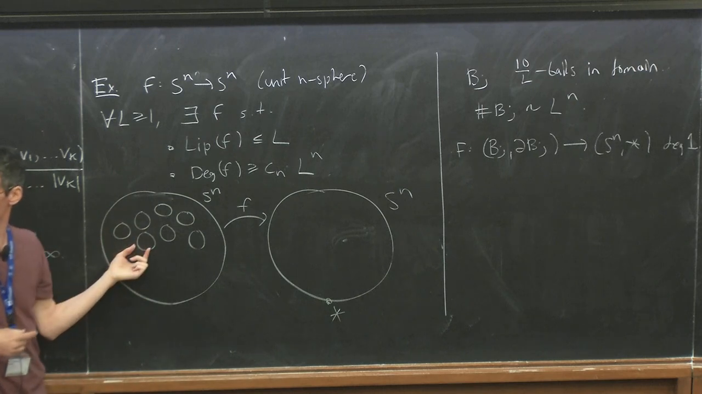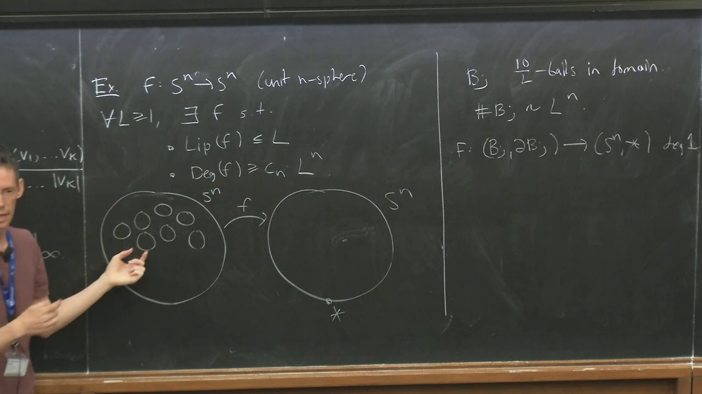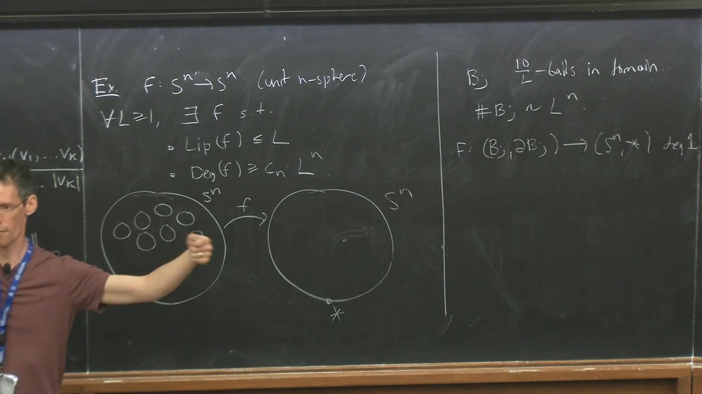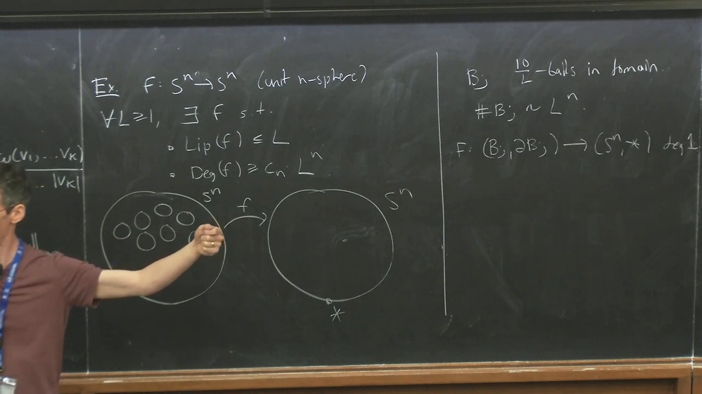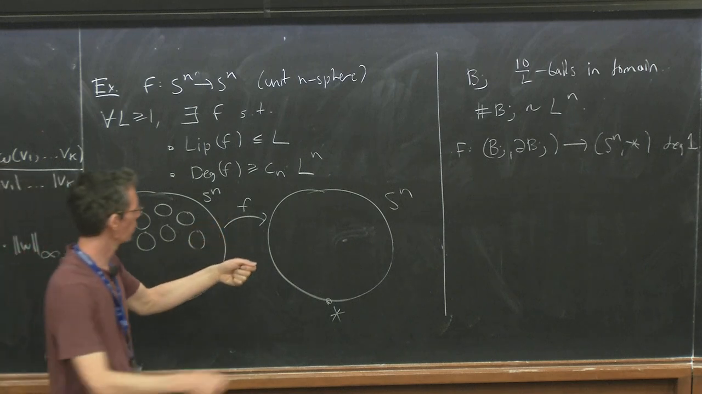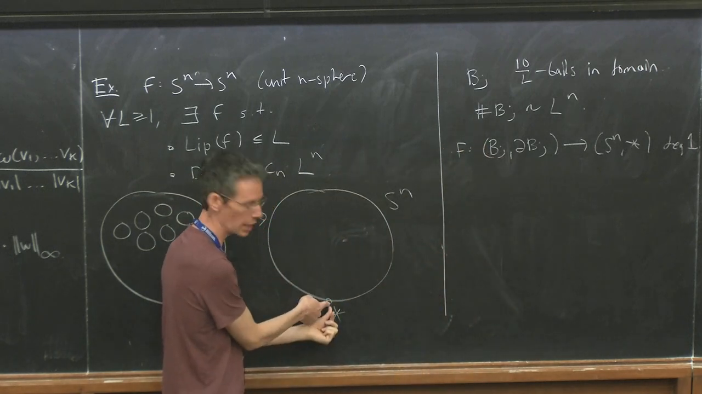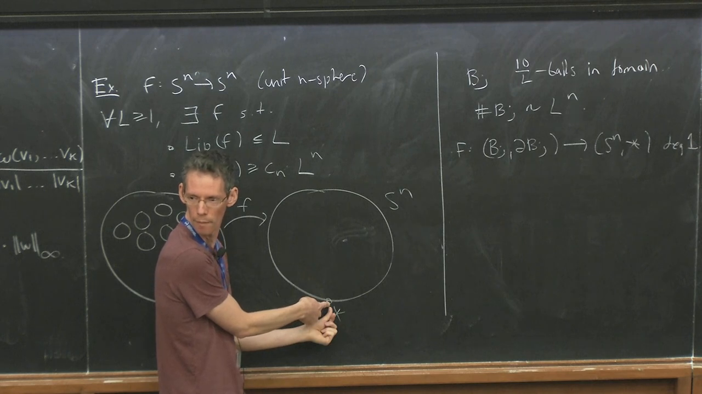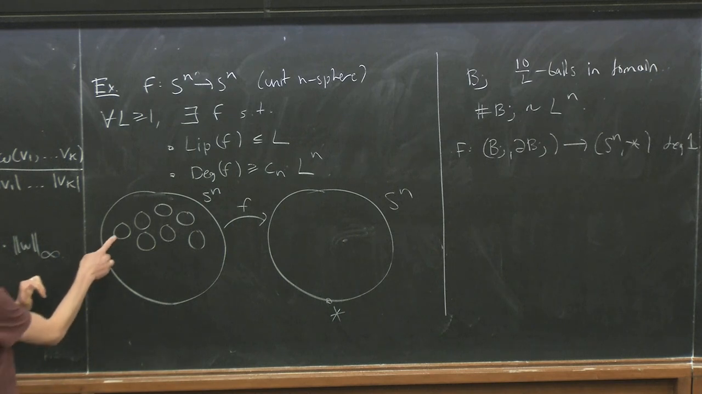It's small, so it's basically Euclidean. So it's basically a Euclidean ball of radius 10 over L. And now I'm allowed to stretch it by a factor of L. So after I do that, I have basically a Euclidean ball of radius 10. And I take that Euclidean ball of radius 10, and I wrap it over the sphere, and I put the whole boundary at the south pole to make a degree 1 map. OK. So that's the mapping on each of these balls.